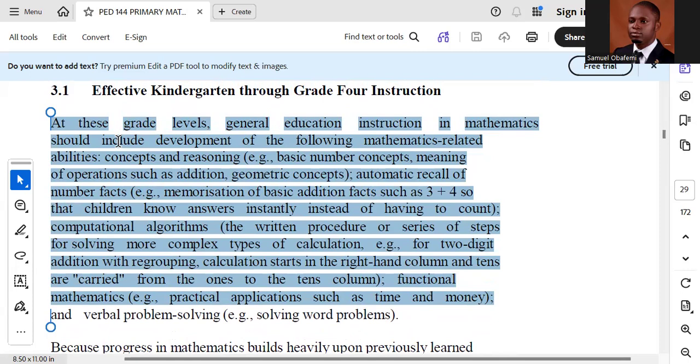Those are the concepts that the material is trying to highlight. But what does each of them mean? Like, what is the meaning of concept and reasoning? What is automatic recall? What is computational algorithm? What is functional mathematics? What is verbal problem solving? So we'll look at each of them one by one for your perusal. Now, we'll start with the first one, concept and reasoning.